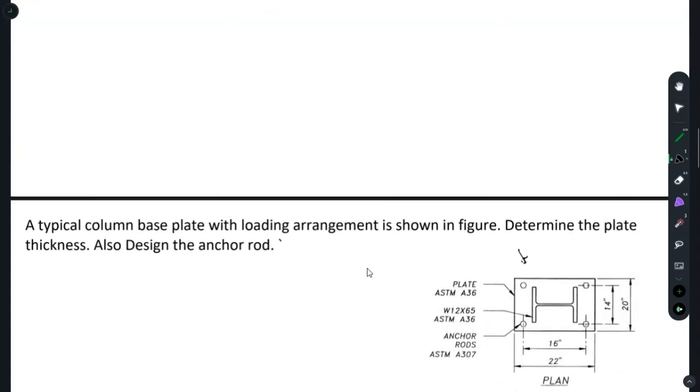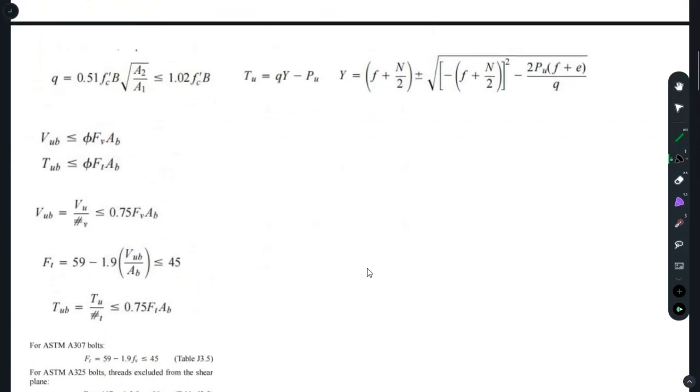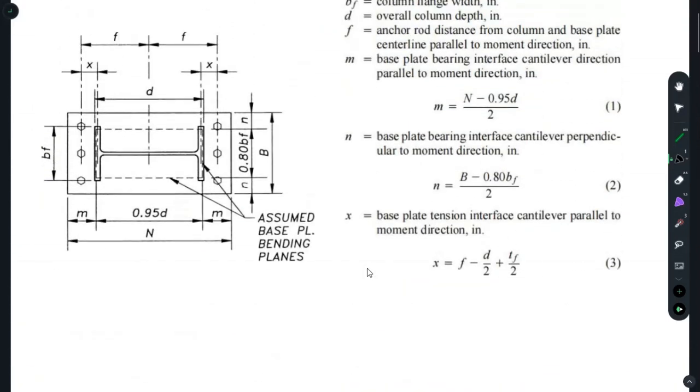Like if I go a bit upward, you have to know the name of all the dimensions. We call this dimension n. But why? The n is the dimension that is parallel to the moment. So we assume that the moment is occurring this way or this way. So n is parallel to the moment direction, capital N. And your B is perpendicular to the moment direction. B is the width, and you can call N your total length.